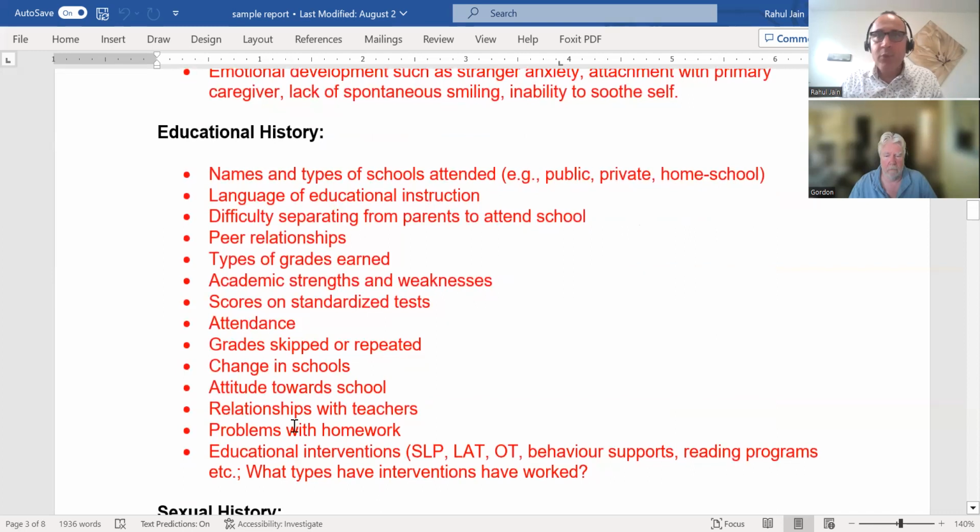Relationship with teachers, any problems with school. Another thing that's important is, did they have any IEP, individualized education plan in place? Did they have a behavior support worker? Did they have SLP?